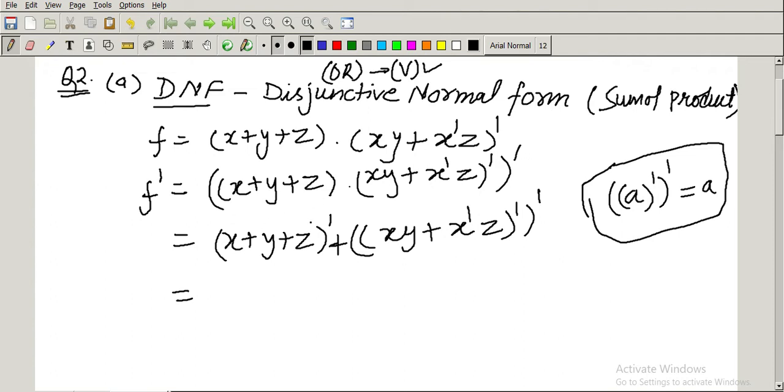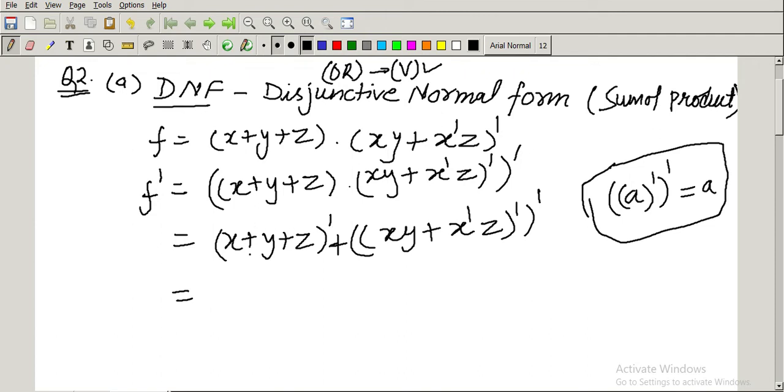आपका इंडिविजुअल टर्म्स पे रहेगा, जो कि आ चुका है x plus y plus z complement, xy plus x not z complement. Then complement of this, and the dot will change to the plus and plus will be changed to the dot. That means AND will be changed to the OR gate and OR gate will be changed to the AND gate. Okay, so now let's see.